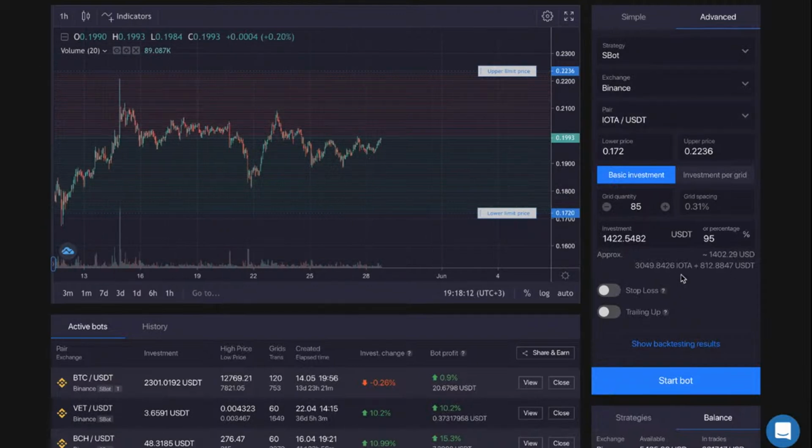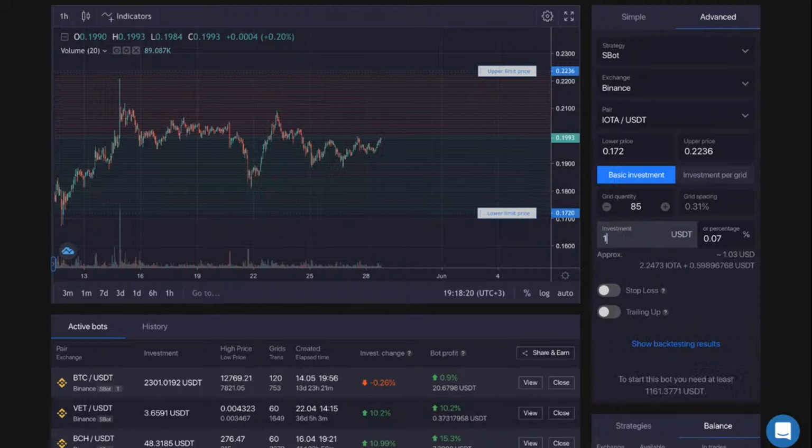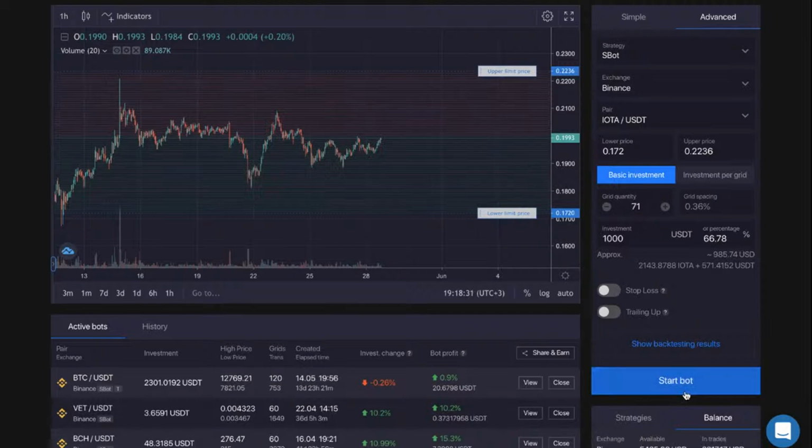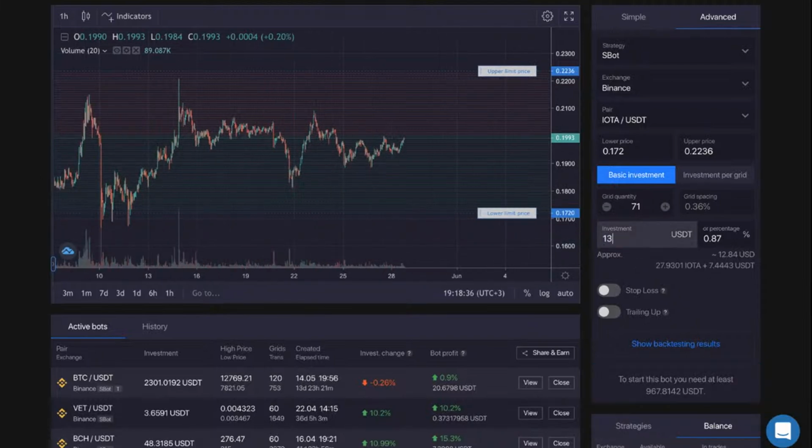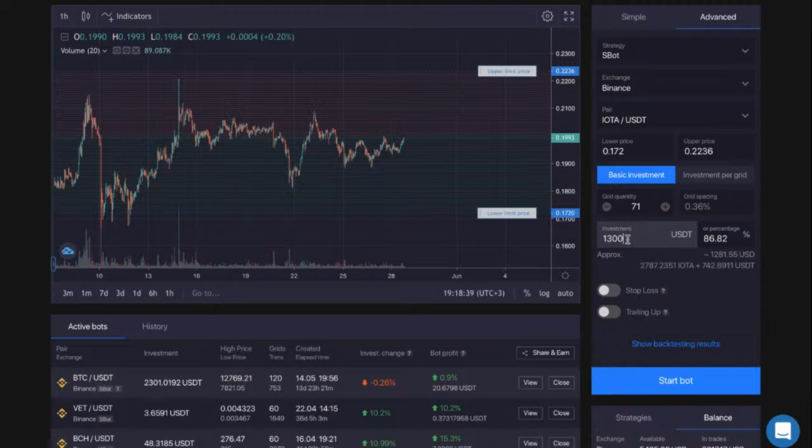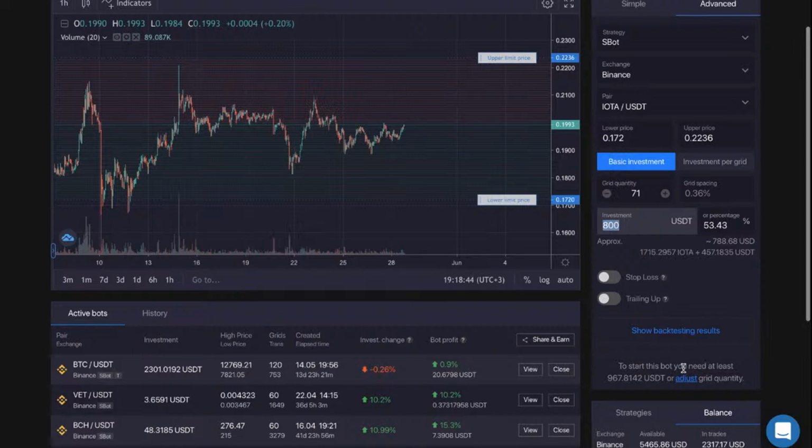So it tells me that currently investment is valued at 1,400. I can actually adjust it. But for this setup, it tells me that I must either have at least that amount of USDT, or if I don't have it, I can adjust the grid quantity. Once again, let's say 1,300. All is good. But if I place, let's say 800, it tells me that to start this bot with this amount of grid levels, I must have that amount of USDT.